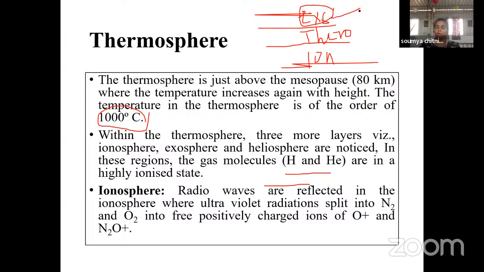So this can also be one of the questions in your exam. Exosphere is made up of what gases? Hydrogen and helium are present in the exosphere, and the lower layer of the thermosphere is the ionosphere. This ionosphere helps with radio communication.